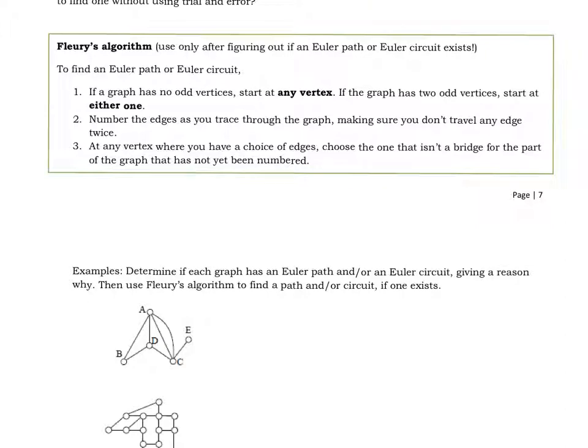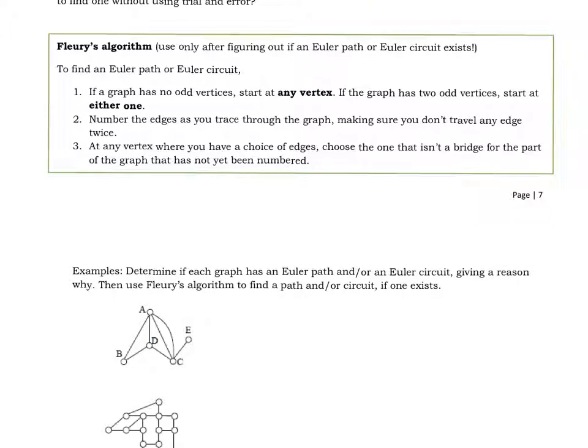Then step two, number the edges as you trace through the graph, making sure you don't travel any edge twice. So you can number the edges, and then not necessarily write the vertices bouncing back and forth between the graphs. Or if you prefer, you can trace the edge and just keep track of the vertices as you go, like trace an edge and then write down the vertices as I've done in past examples. It doesn't matter to me whether you actually number or whether you trace and just keep adding vertices in a list as you go.